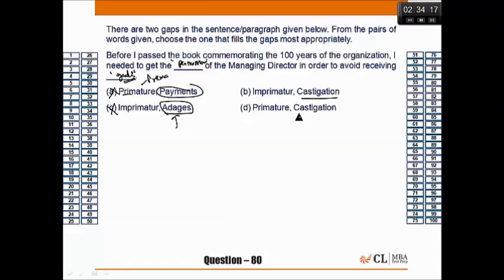So, castigation, I have no idea what this word means. Impremature, I have not heard of this word. But I'm not sure that it can't be premature. So let's take it. It can't be this. It had to be B. That's 80. Okay.